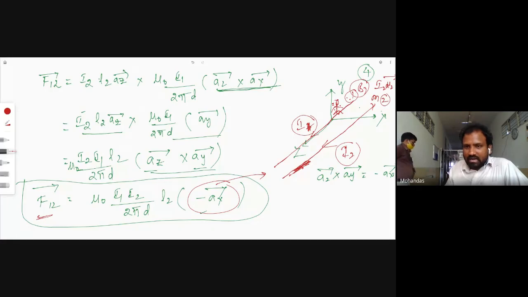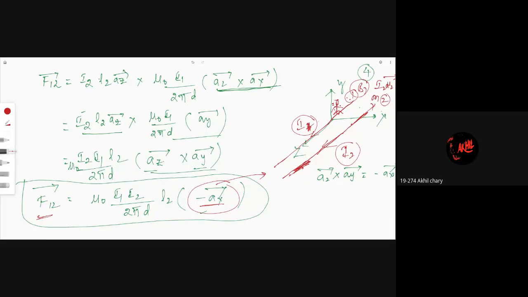This conductor is moving in which direction? It is moving in the direction of minus AX. Minus AX means it is left to right or right to left. Please respond now. Now this conductor is moving left to right or right to left? Minus AX unit vector. Right to left.